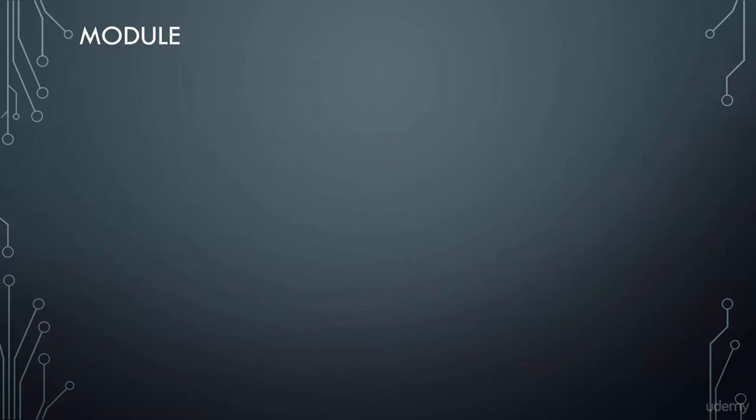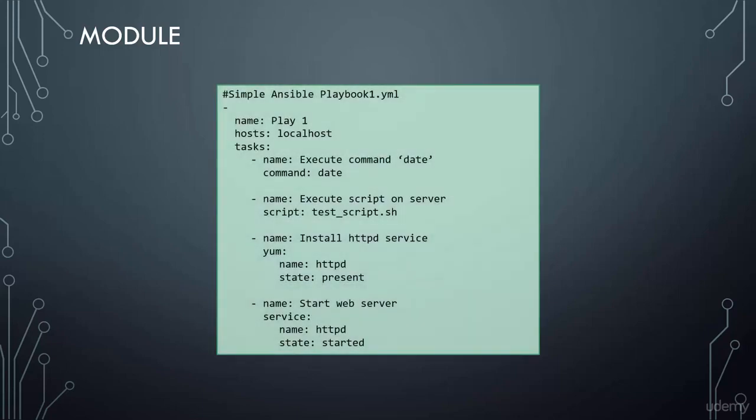Let's look at what a module is. The different actions run by tasks are called modules. In this case, command, script, yum, and service are all Ansible modules. There are hundreds of other modules available out of the box. Information about these modules is available on the Ansible documentation website, or you could simply run the command ansible-doc -l on your Ansible system.